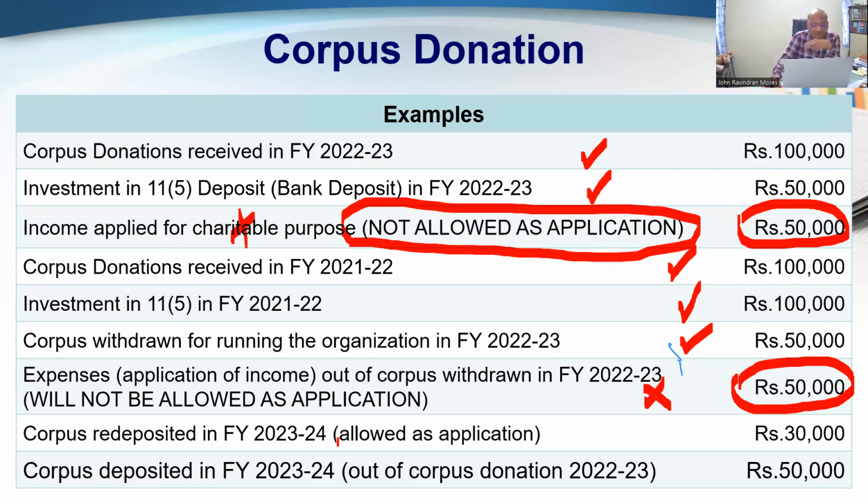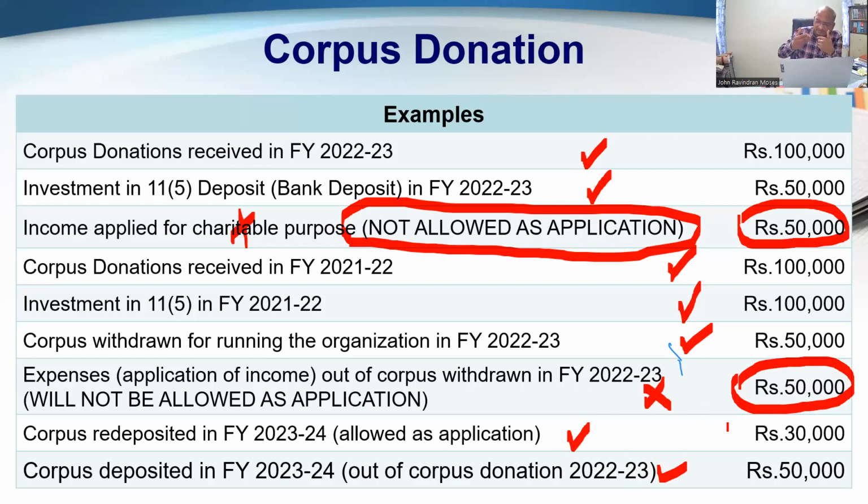What they are doing is that they are putting 30,000 rupees out of this 50,000 rupees, and another 50,000 rupees, back in the bank account 11.5. This will be allowed as application, this 30 and 50. So whenever you use corpus funds for application, it is not allowed as application. In other words, government says when you get corpus, you put it in fixed deposit, only enjoy the interest from the corpus. That's all. If you withdraw and use it, you are not allowed any application.